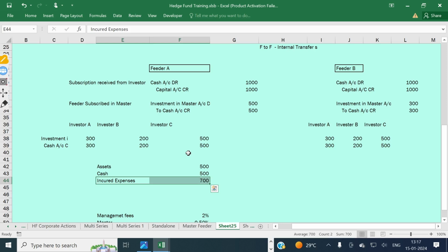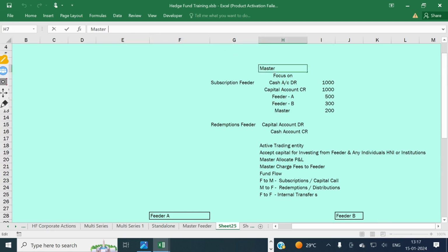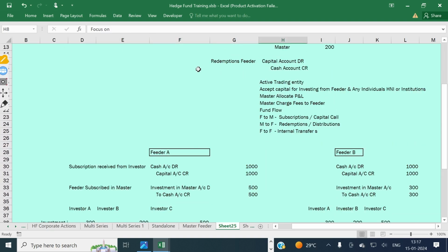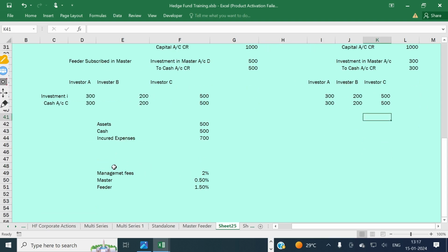So here, if you want to record this, then check if you have any balance available with another feeder under the same fund, under this fund only, the master only. Let's say this is ABC master. So under ABC master only, you can check it. And let's say we got to know we have around 500 over here as well. So we can transfer funds from feeder A to feeder B. So how can you transfer it?